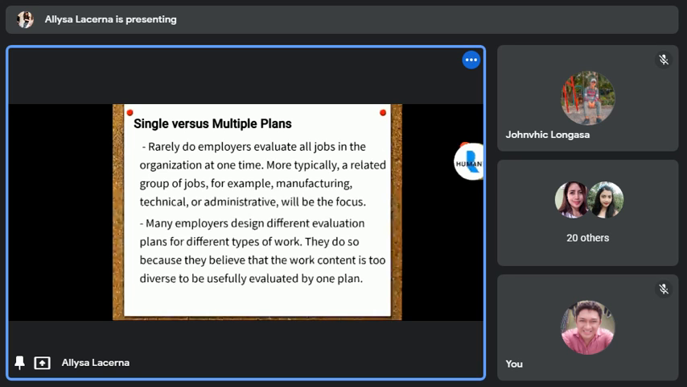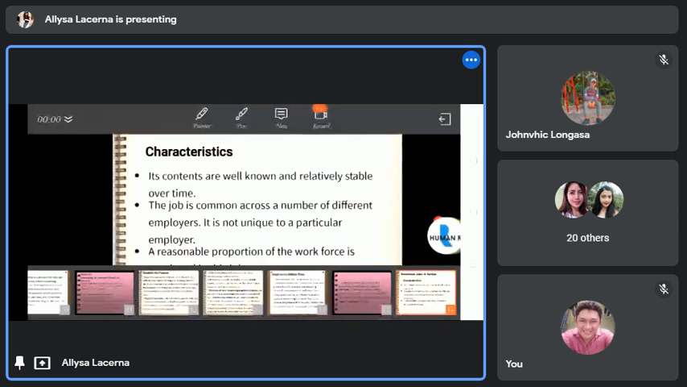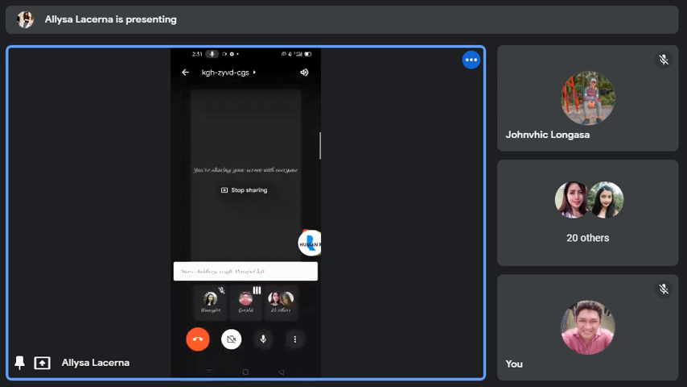Diyan, pakinggan niyo po. Ah, akala ko po na, sige po. Salamat po. Akala ko po kasi sir ay nawala na ako.